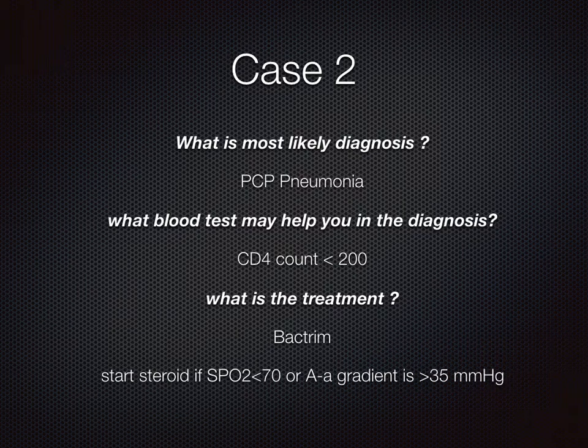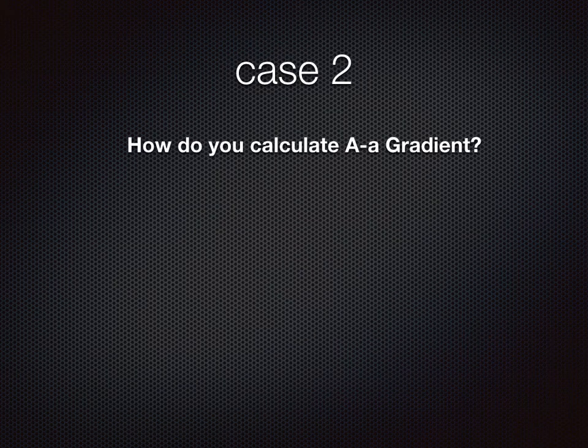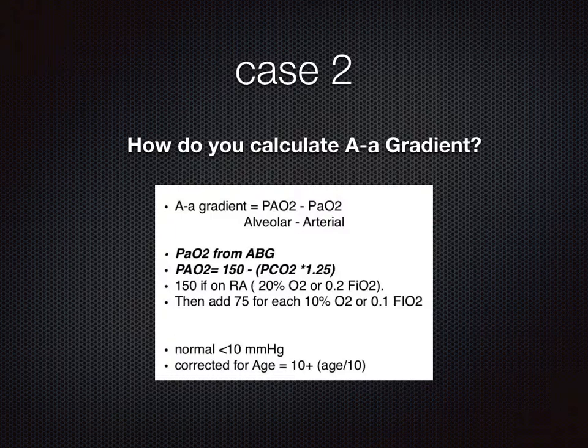Plus we give steroid, and this is a very important drug if the oxygen saturation is below 70% or the AA gradient is more than 35 mmHg. So steroid if less than 70%, AA gradient more than 35. The next question they may ask is how to calculate the AA gradient. Simple and easy: alveolar oxygen minus arterial oxygen.